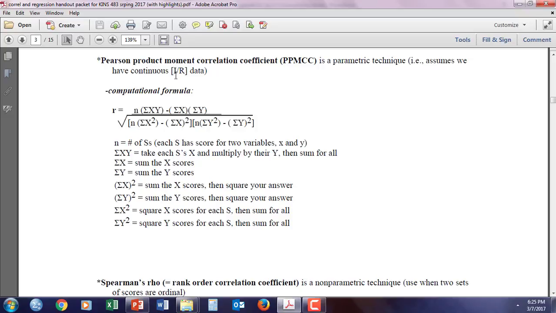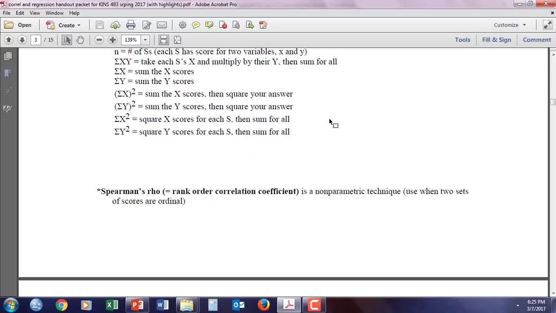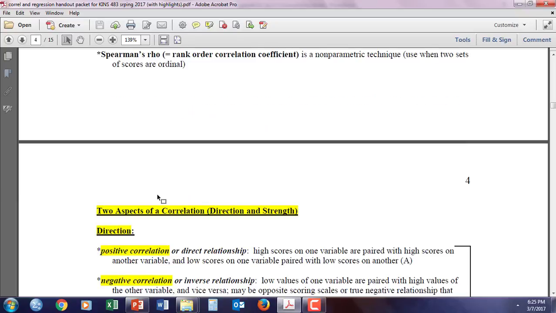Now remember that the Pearson R, or the Pearson product moment correlation coefficient, is what we call a parametric statistic. It's appropriate for normally distributed data that is of interval and ratio level. If we have ordinal level data, which would be the case with ranks, we're going to use what is called the Spearman's rho. Another name for that is the rank order correlation coefficient.